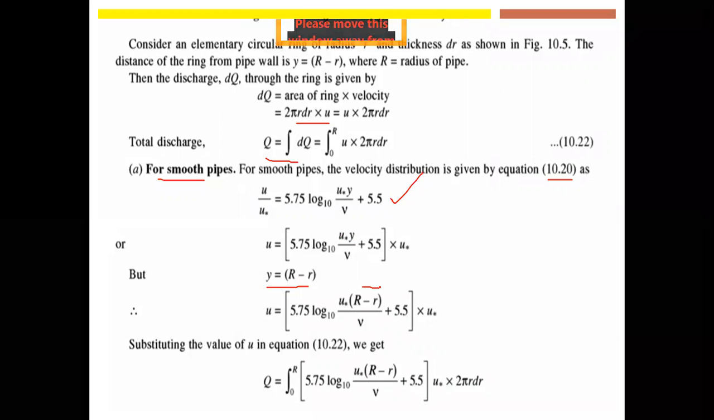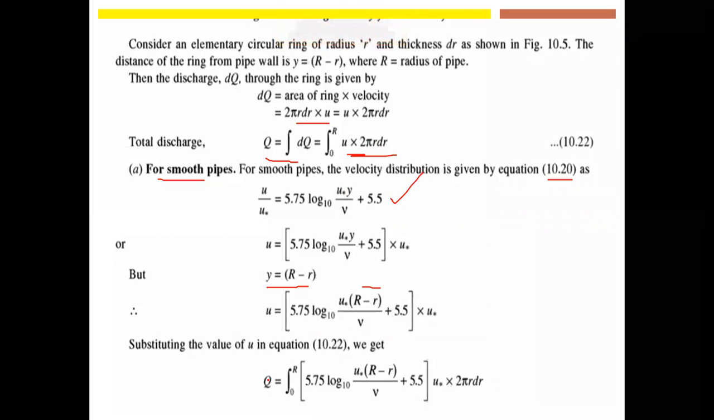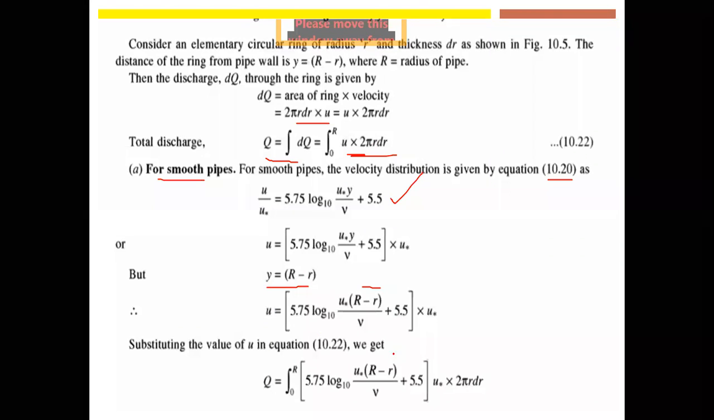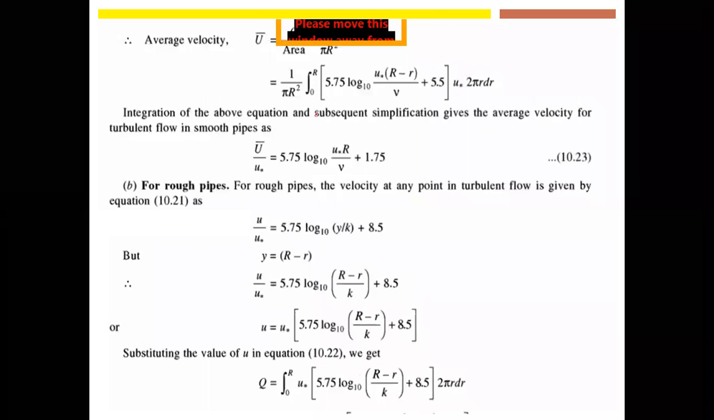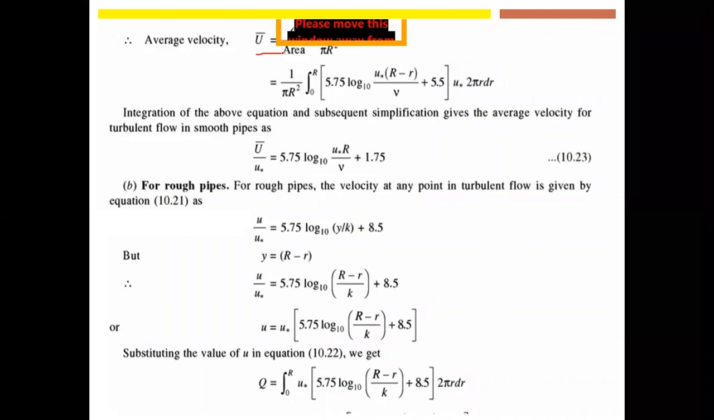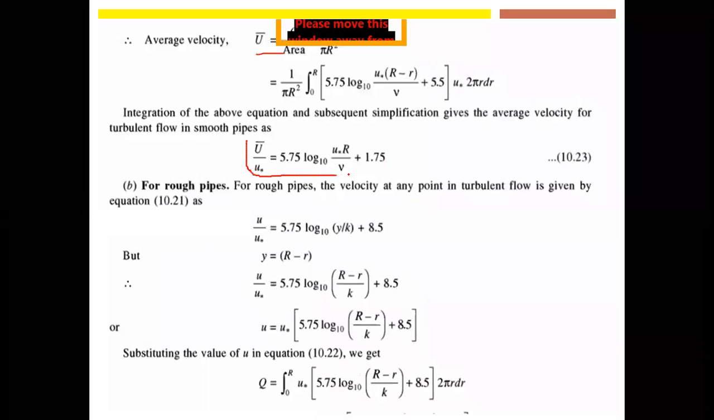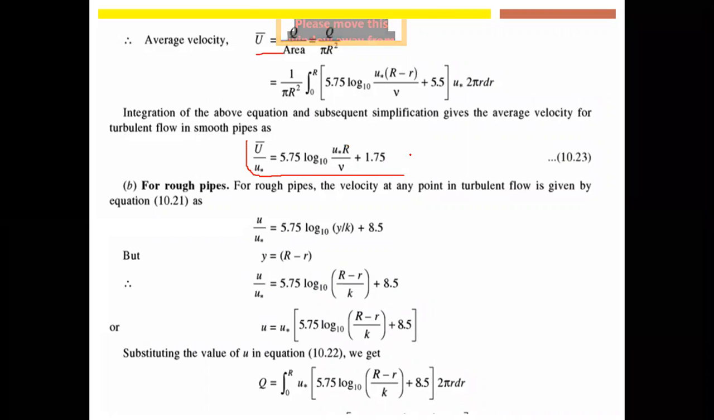Then substituting this in the equation 10.22, we get Q is equal to the integral of u, substituting u here, into 2 pi r dr. Keep on substituting. The average velocity you get here is u bar by u star is equal to 5.75 log 10 of u star into R by v plus 1.75. Right? This is the average velocity in the smooth pipe.